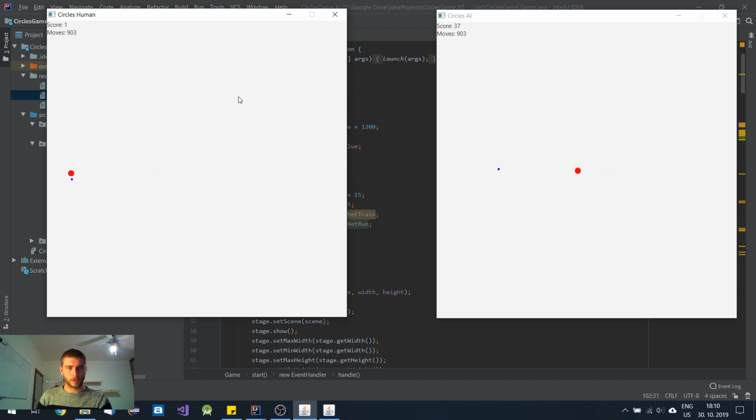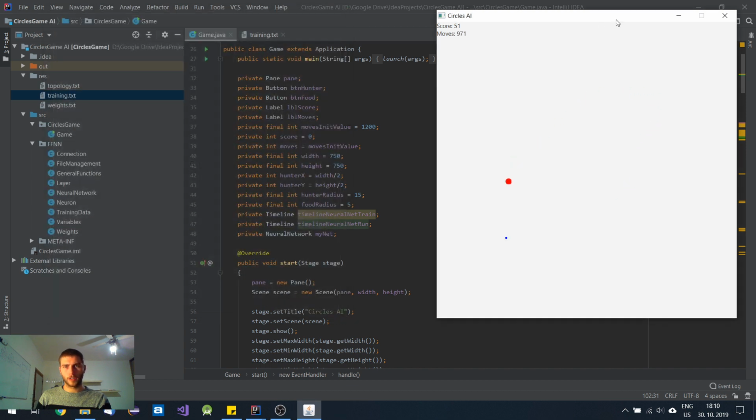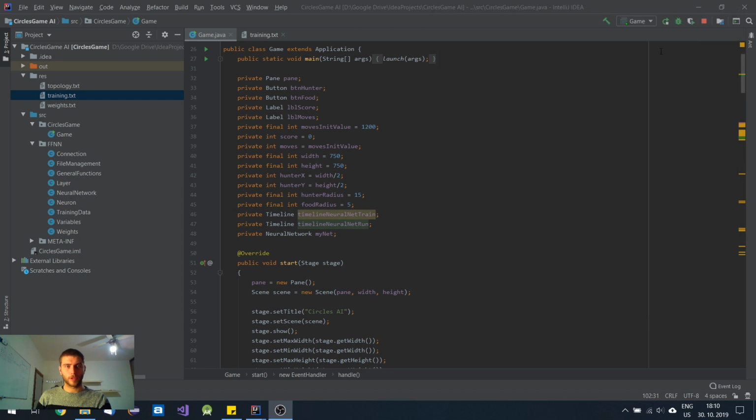So this is the way you can play it. And when you run out of moves, then the game is over. So that's it. And I would like to show you and compare how I've made these games. They are almost similar, but the one which is run by an AI has this package with neural network.